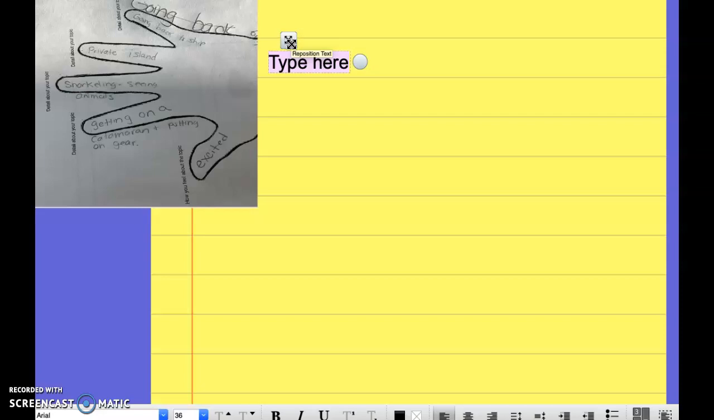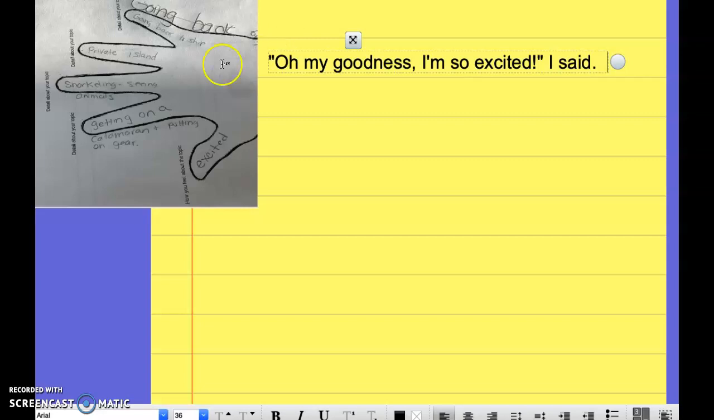And the dialogue is where somebody is talking, and the person talking in my story, because we're writing a personal narrative, I'm actually going to start with what I said. So I'm going to start like this. "Oh my goodness, I'm so excited," I said. So I'm hoping by saying, oh my goodness, I'm so excited, that my reader is wondering what it is that I'm excited about. That is what I'm hoping for.